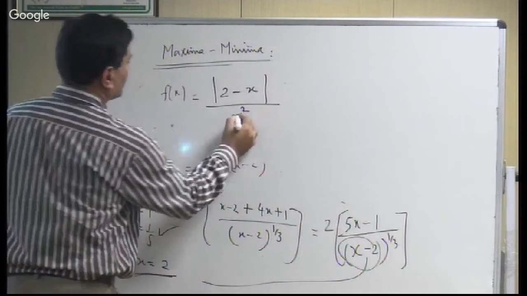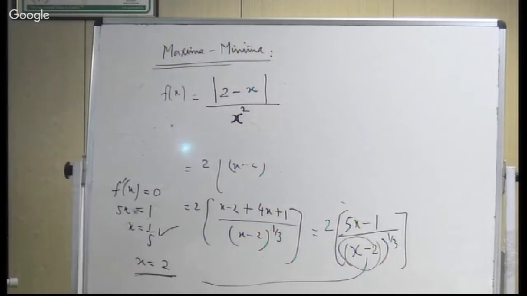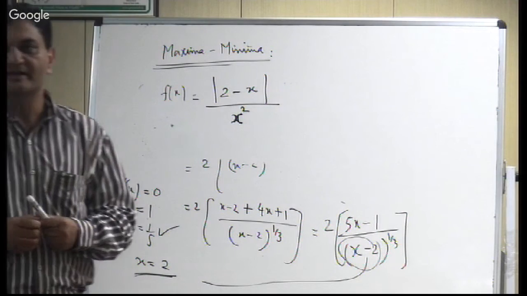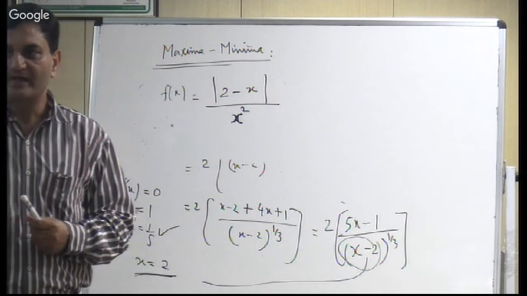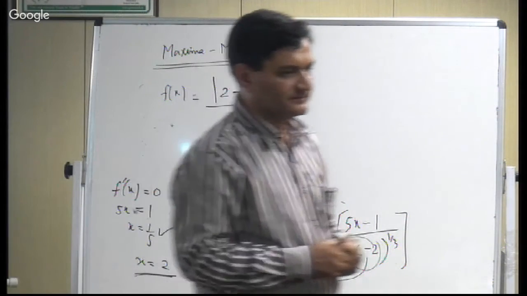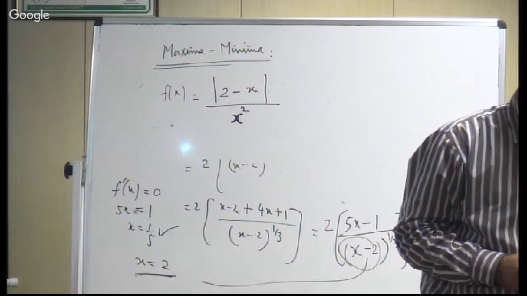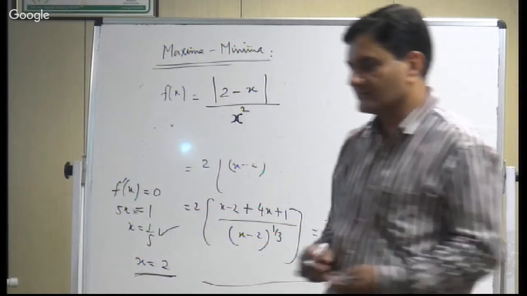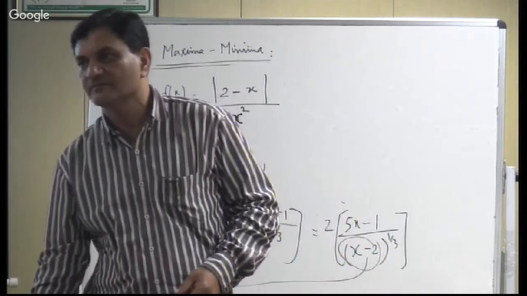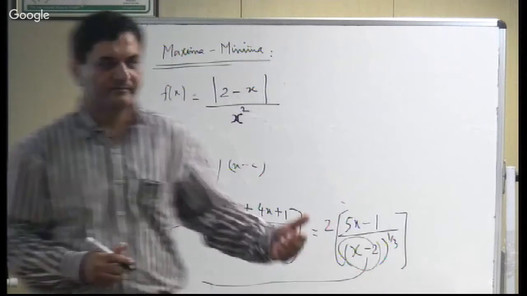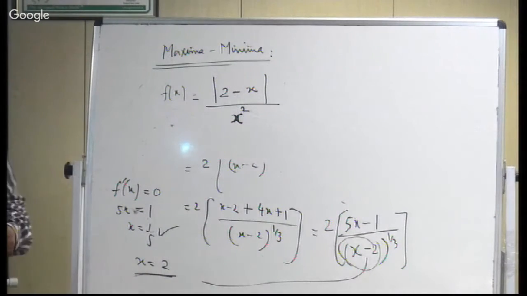Now find the critical points for this function. f(x) is equal to mod of (2 minus x) divided by x square. Now find out what the critical points are for this function.